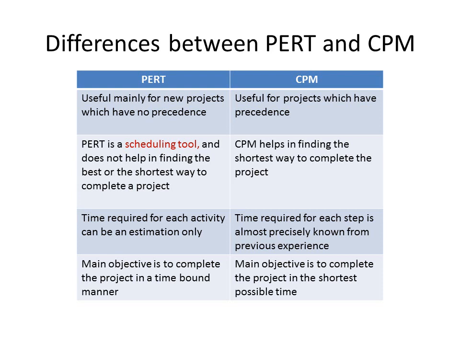The time required for each activity on the map of a PERT is only an estimation at best. In CPM projects, the time required for each step is already known precisely. The main objective of PERT is to complete the project in a time-bound manner, whereas in the critical path method, the main objective is to complete the project in the shortest possible time.